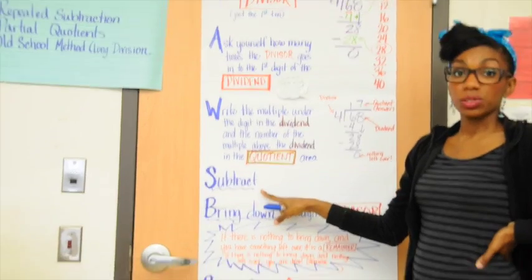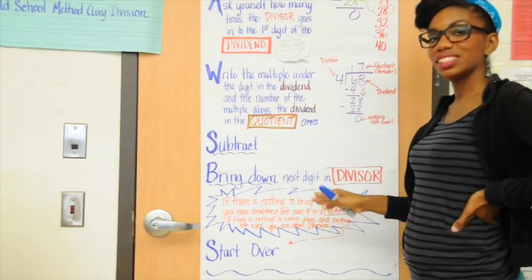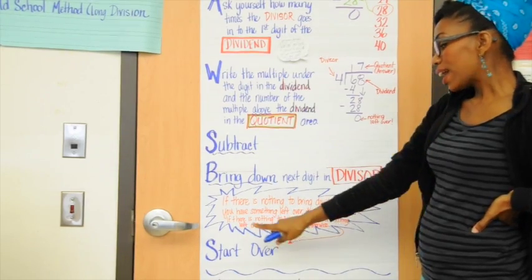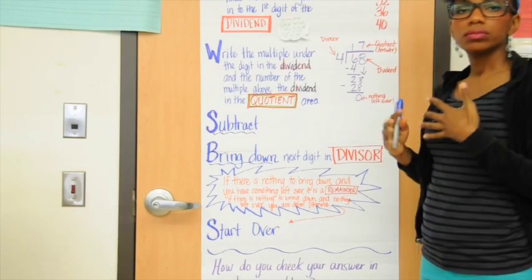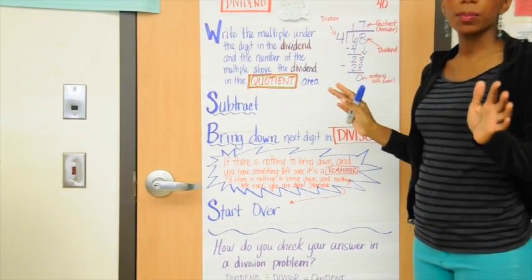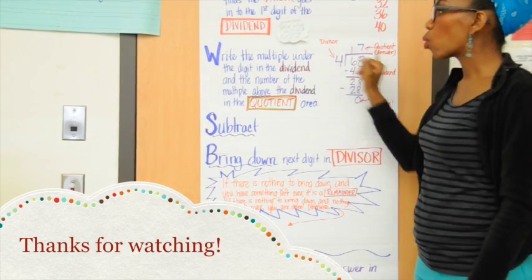After that, I subtract. Easy as pie. Then I bring down the next digit in my dividend. Okay? And if I have nothing to bring down, nothing left over, then I can just stop. But if I still have something, I would bring down my digit and then start the whole process over.